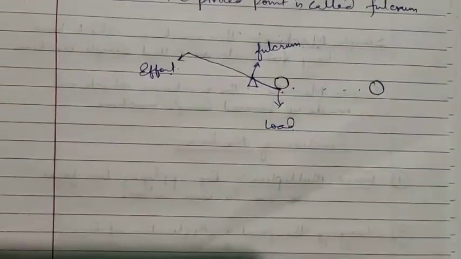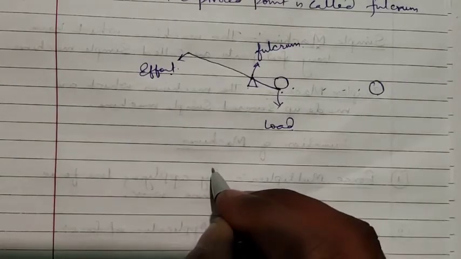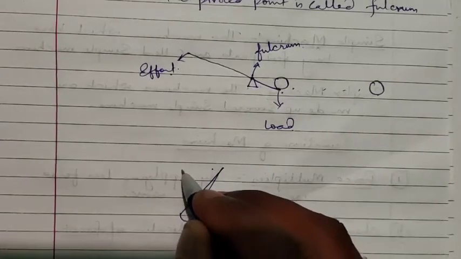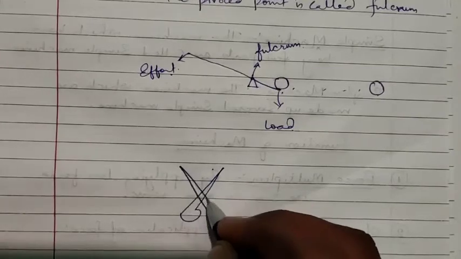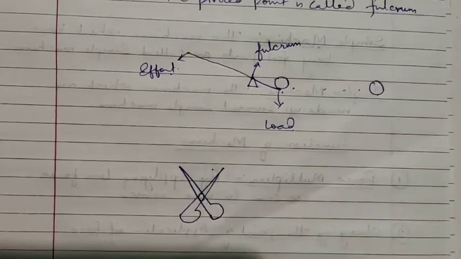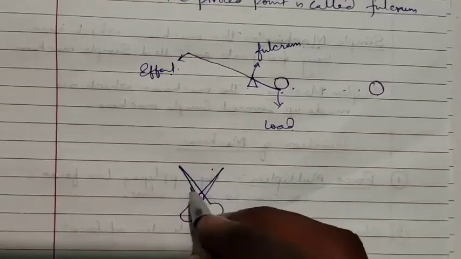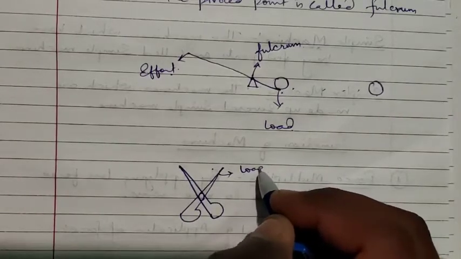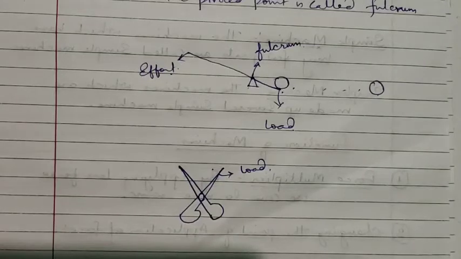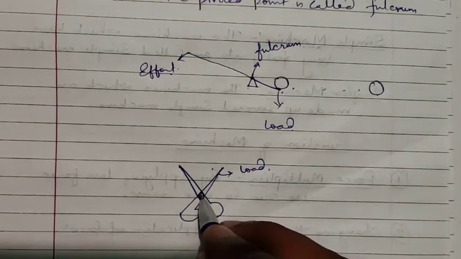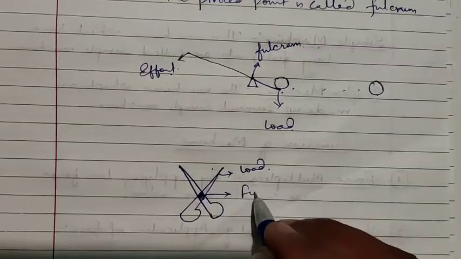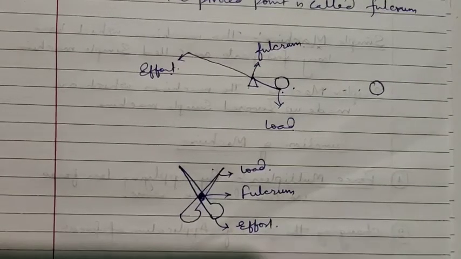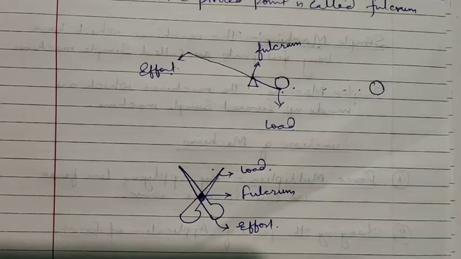Or one more example you can see, the same scissor that I have made. Again I am making the same scissor. Suppose this is a scissor. Here the scissor has this blade. The blade is capable of cutting. So this will be called load. From here we can do the work. That point will be called load. This point where both are fixed will be called fulcrum. And here we are going to apply force. It will be the effort. These are the 3 terms which are related to machines.